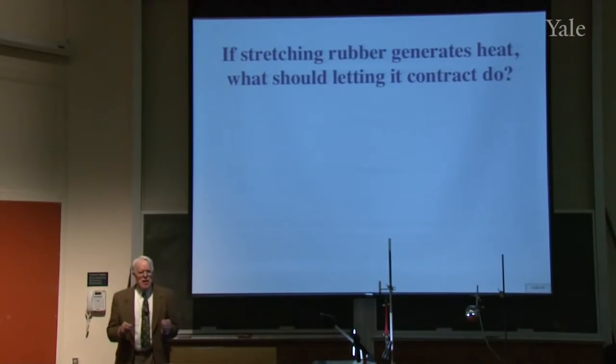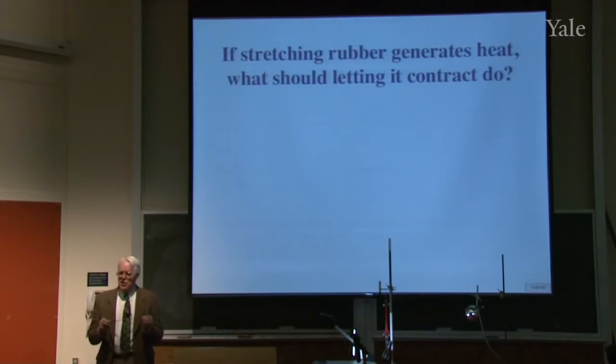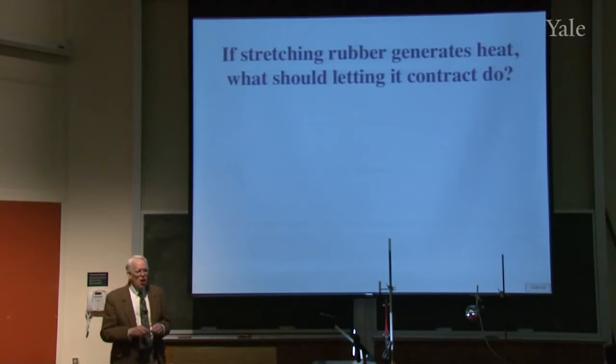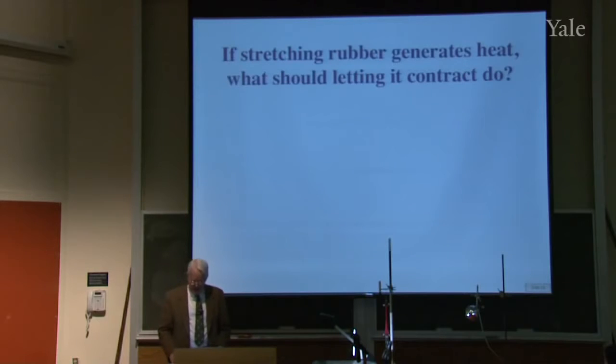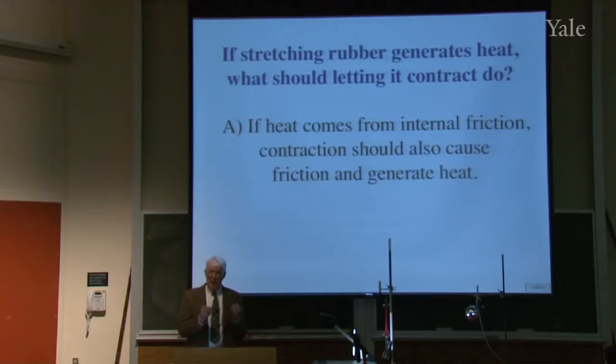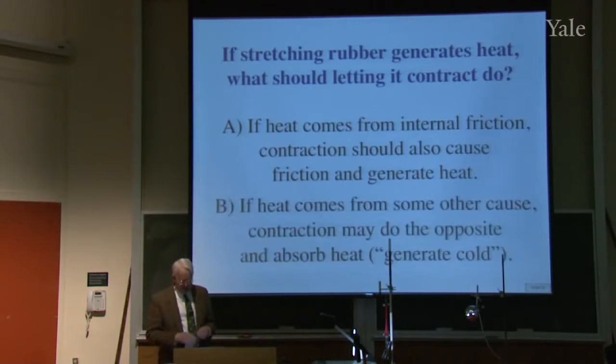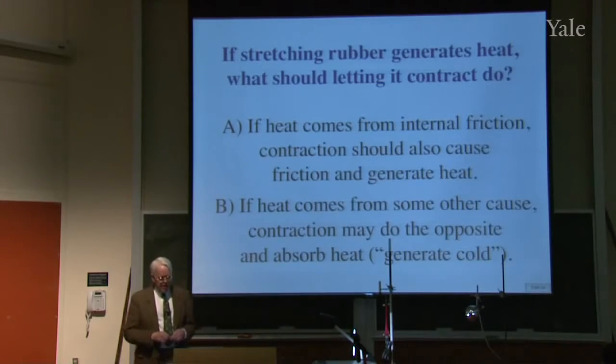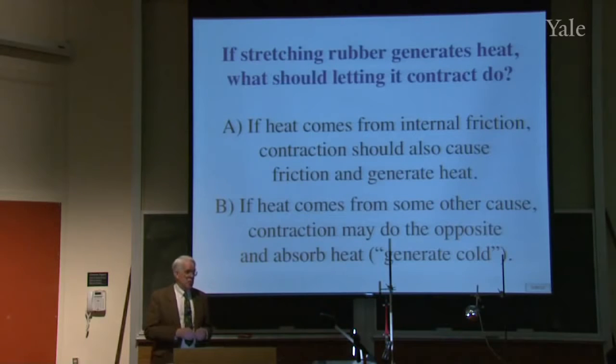Let's think a second. What's going to happen when it contracts if we let it go back? Okay, well, we have several possibilities. It could be that the heat comes from friction of the molecules rubbing by one another. If that's so, what would happen when we let it contract? Carl? It heats either way. It will heat either way, right? On the other hand, if heat comes from some other cause, contraction may do the opposite and absorb heat.